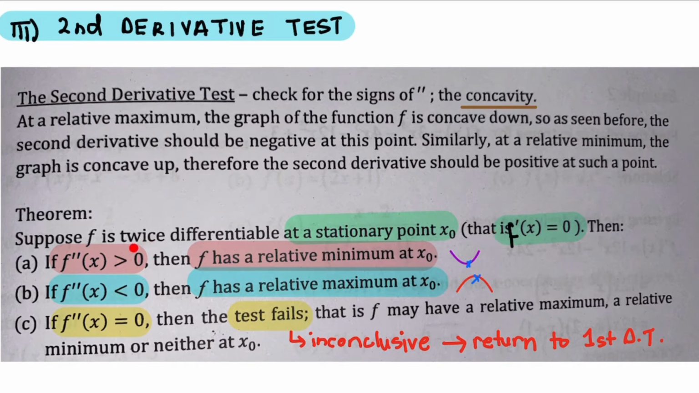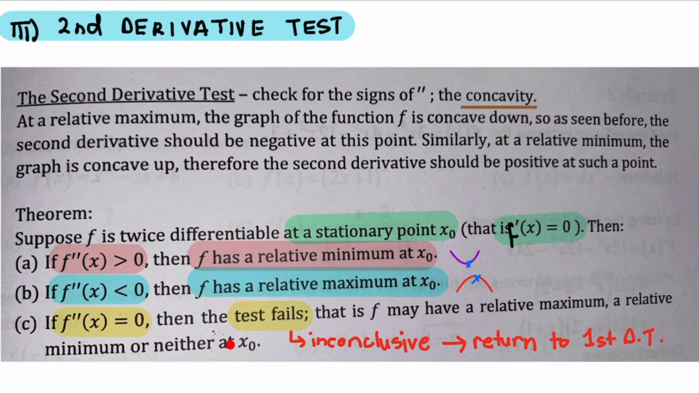you can say that you have a smiley graph. If it is positive, you smile. You have a smiley graph, therefore you can conclude that f has a relative minimum at the specific critical point. For part B, if f double prime of your critical point gives you a negative value, you will have concave down. So when you have concave down, it is clear that you have a relative maximum. If f double prime is less than 0, you can say that f has a relative maximum at that specific point x naught.